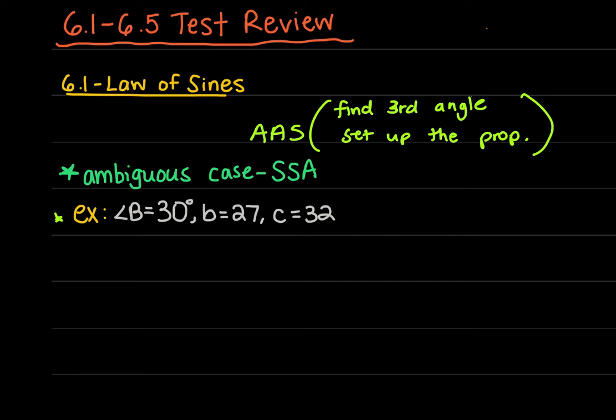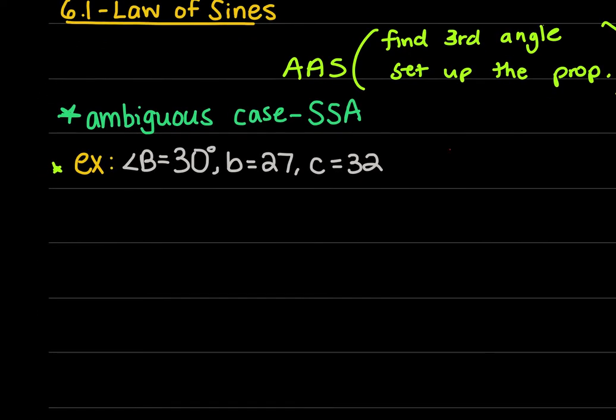Remember, if you're doing law of sines and you are given angle, angle, side, you would find the third angle, and then you set up your proportions, you cross multiply and divide. The tricky one was when you're given side, side, angle. So this is your ambiguous case. If you want to draw it out, feel free. I would draw it out. I would say this is A, this is B, this is C. I'm given angle B, which is 30 degrees, side b, which is 27, and side c, which is 32.